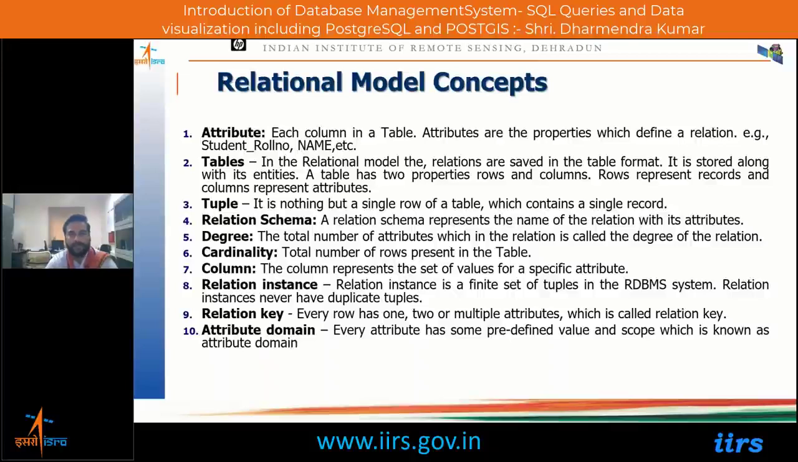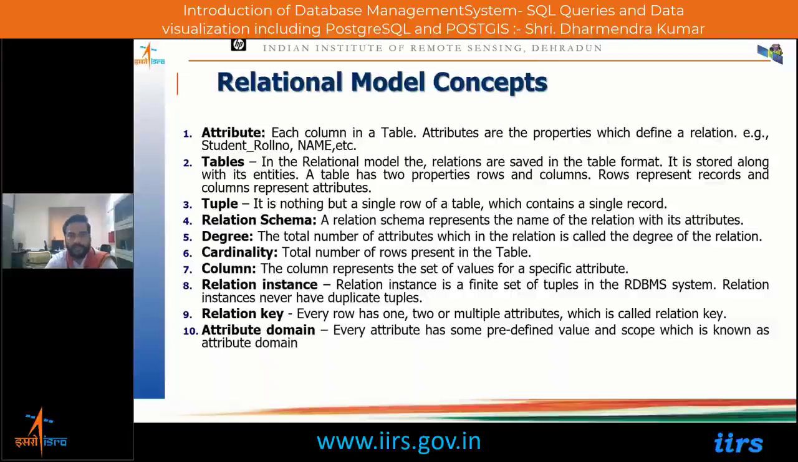Then relational schema. The relational schema represents the name of the relation with its attributes. So we call student, in brackets we will write name, age, like that. So we identify the total table and its columns in a single line. This is called schema, the schema of a table. Then degree. Degree is the total number of attributes. If there are 5 columns in the table, then the degree is 5. Simple. Then cardinality, the total number of rows present in the table. If it is a record of 100 users, then cardinality is 100.